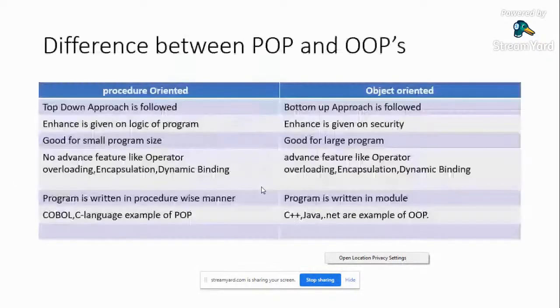These are some points which distinguish the languages: the procedure-oriented programming language and the object-oriented programming language. In procedure-oriented programming, it follows the top down approach. Top down approach means what? It starts from the main. After this, we go for the execution of some programs. At that time, this point will become clearer.